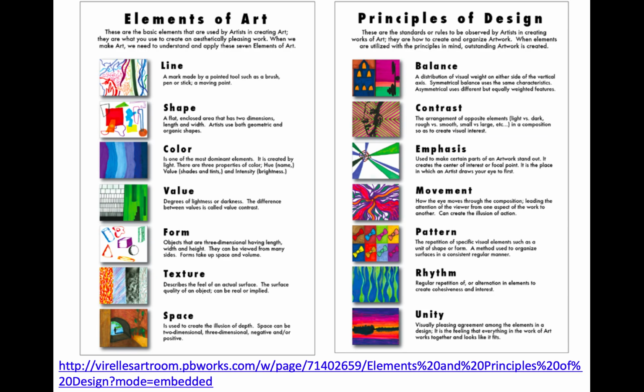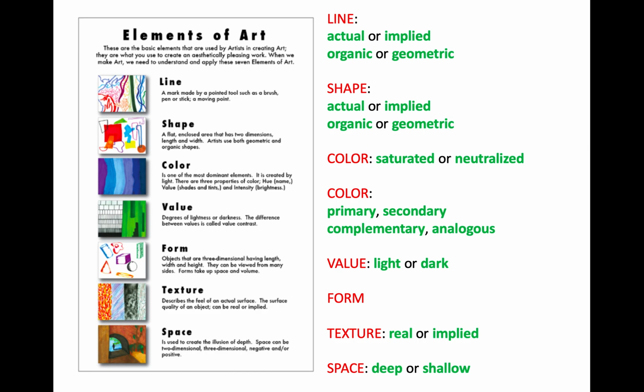So I'm not going to read this, it is for you, but I will define them here a little bit because I just want to bring up the terms before I go into the images. We can think of line in two ways, as actual or implied. All right. And also the same thing goes for shape, right? Actual or implied. So what do these two terms mean?